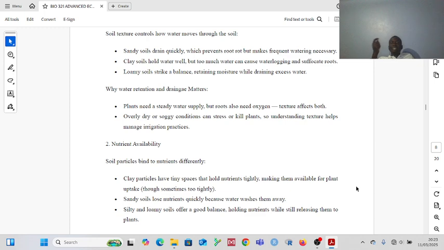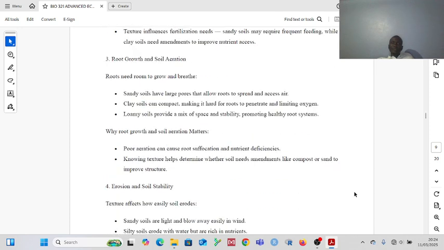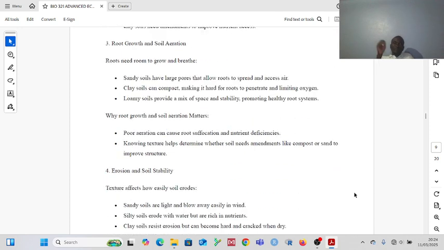Unlike the clay particle, which does not lose the nutrients, but holds onto them so tightly that at times the plant might not be able to use them. Okay? So the third importance is that soil texture will impact root growth and soil aeration.